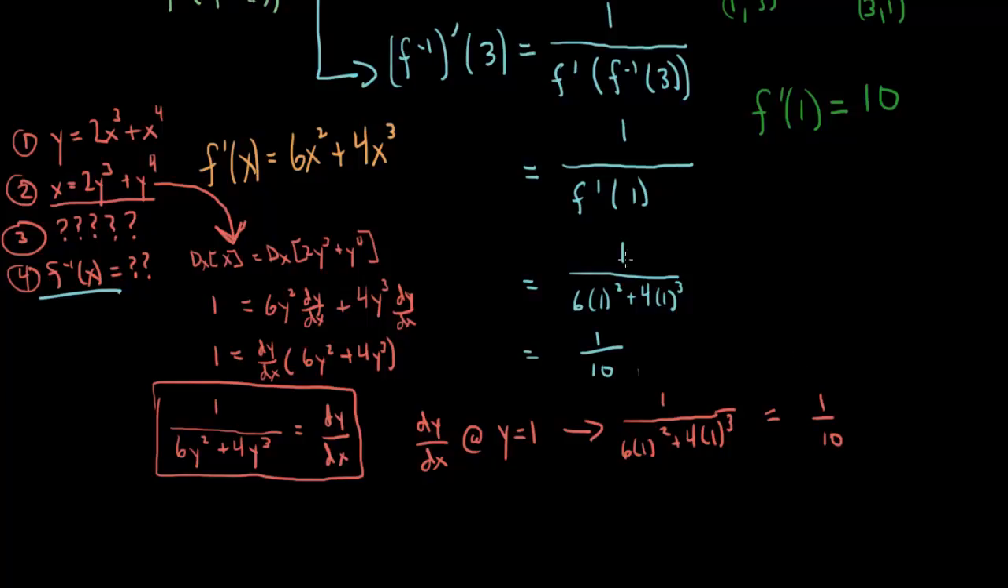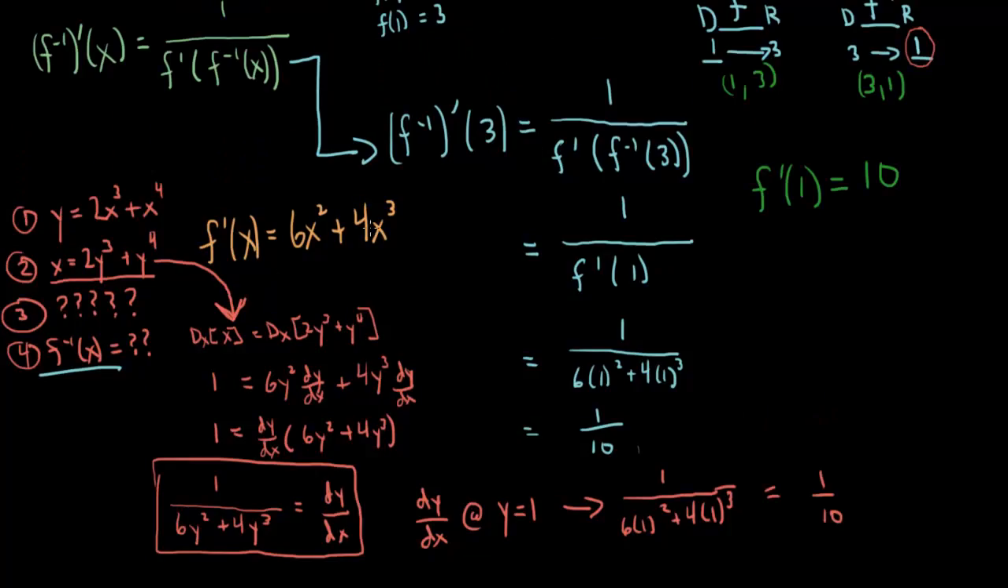Now, is one of those ways easier? I don't really think so. I mean, you have to use implicit differentiation one way, and then you have to use this really funny looking formula the other way. I think they're both about equally as difficult. But that's another way to solve the exact same problem and get the exact same answer.